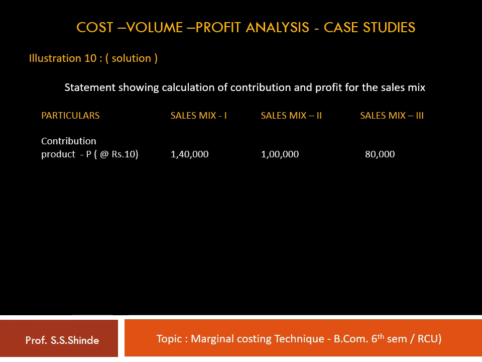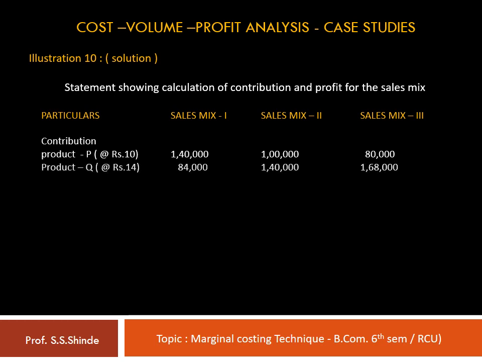For product P at the rate of rupees 10 per unit, it works out to 1,40,000 for sales mix 1, that is 14,000 units into 10 rupees. Similarly, for sales mix 2, it is 10,000 into 10 rupees, that is 1 lakh. And for sales mix 3, it is 8,000 into 10 rupees per unit, that is 80,000.